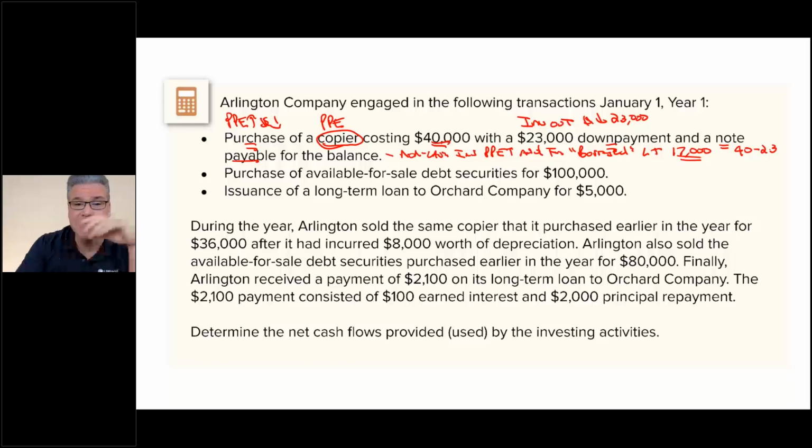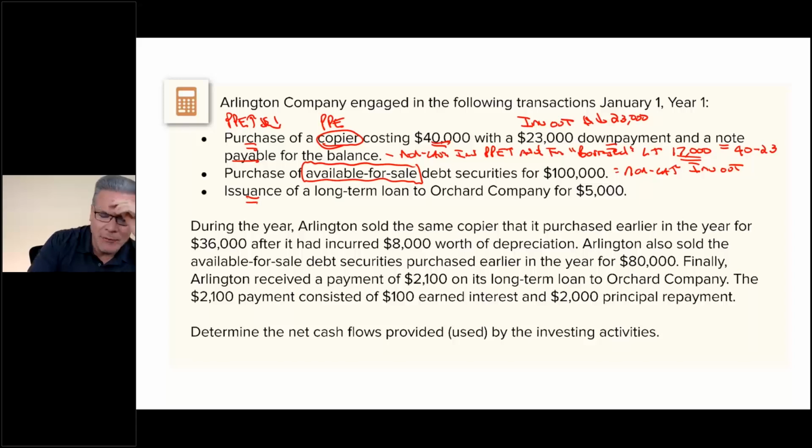All right, purchase of available for sale securities. So long as it's not held for trading, the presumption is when it's available for sale, or what they call fair value through OCI, unless they tell you otherwise, non-current asset, $100,000. So non-current assets up, that will be an investing outflow.